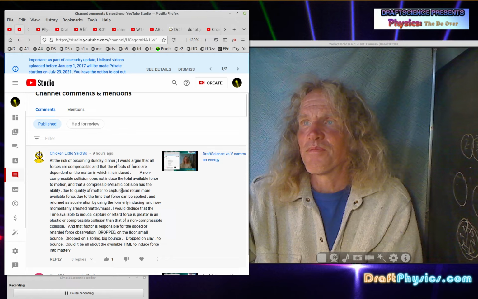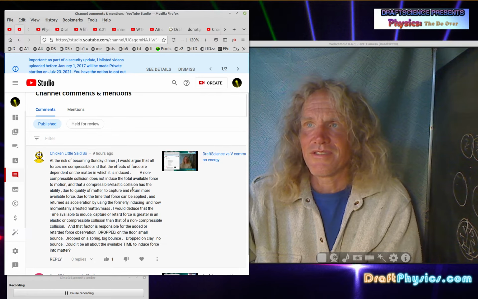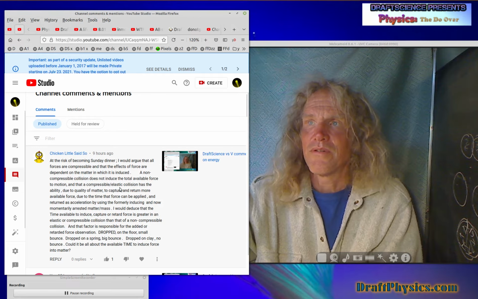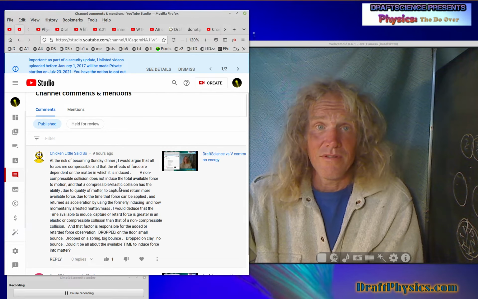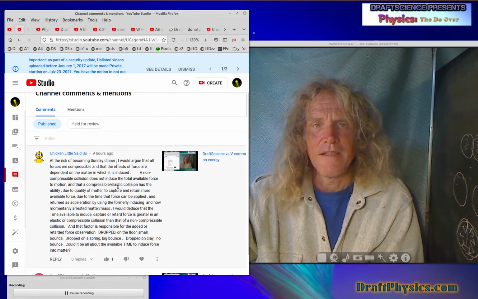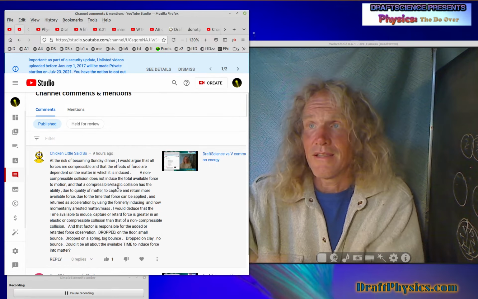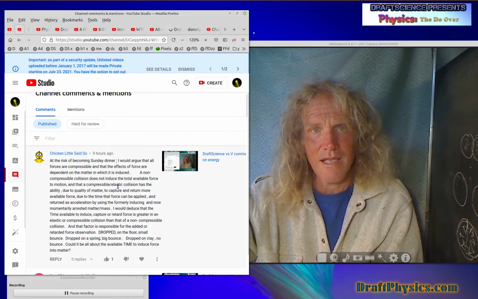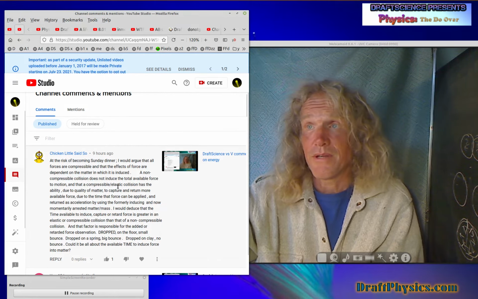And that a compressible elastic collision, so this is just more nonsense that elastic is compressible, when no, that's not the definition. So all there is is scatter and not scatter. If you're scattering the energy, it's going to be called inelastic. If you're not scattering, it's elastic. Pretty much.